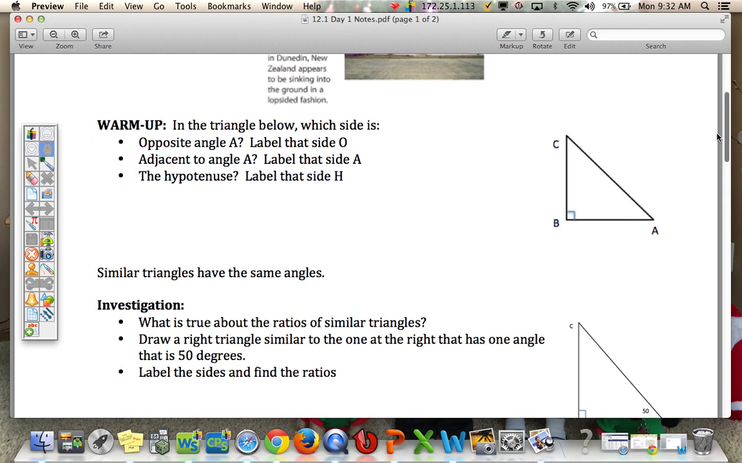Warm up. In the triangle below, actually it should be to the side, which side is opposite angle A? Label that side O. Which side is adjacent to angle A? Label that side A. And which side is the hypotenuse? Label that side H.